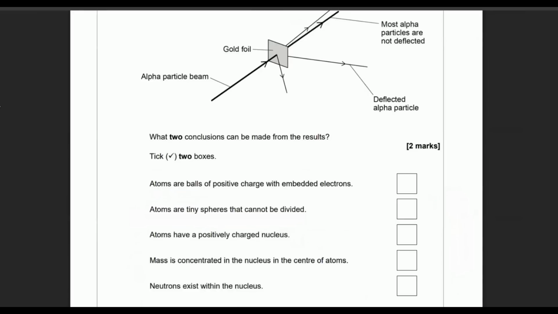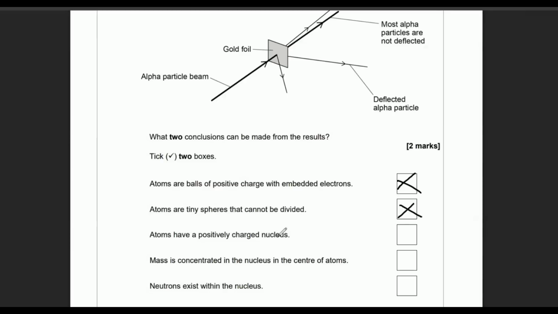Tick 2 boxes. So some of these are going to be things we know, but they're not fact from these results. Atoms are balls of positive charge with embedded electrons. Can you tell that from the results? No, you can't tell that from the results. Atoms are tiny spheres that cannot be divided. We can't tell that from the results.